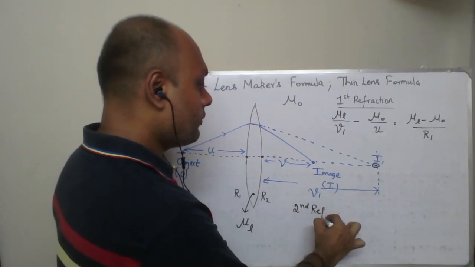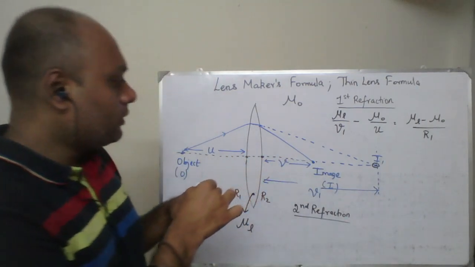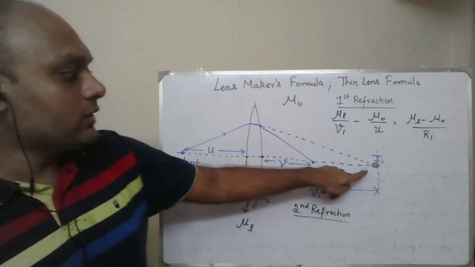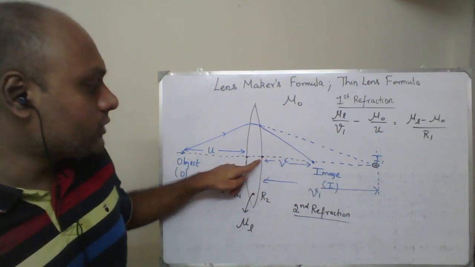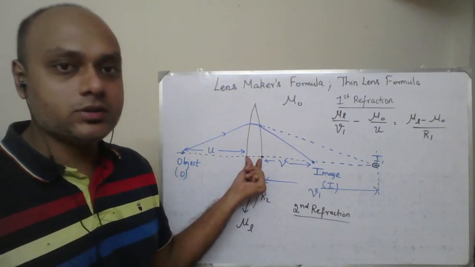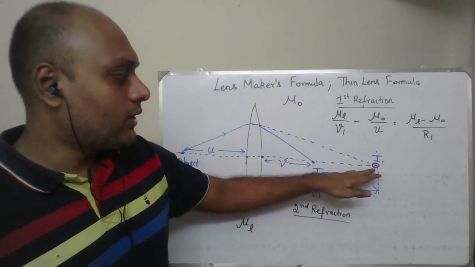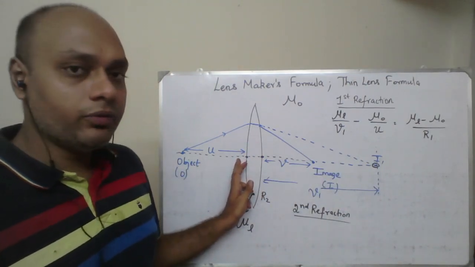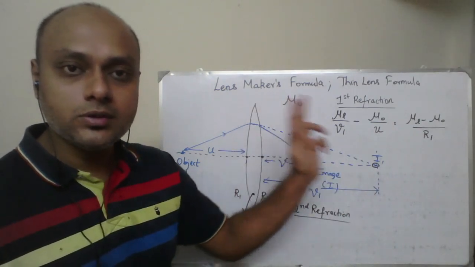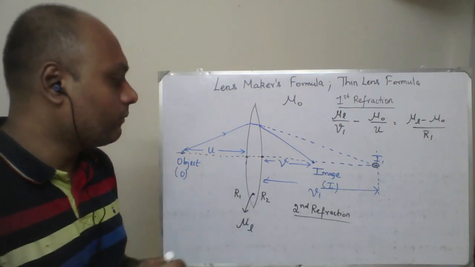So for the second refraction, now note that the distance of this image I1 from this refracting surface is going to be the same, because it is a thin lens. So since it's a thin lens, we are going to say that the distance of image I1 from the first refracting surface is the same as the distance of image I1 from the second refracting surface.